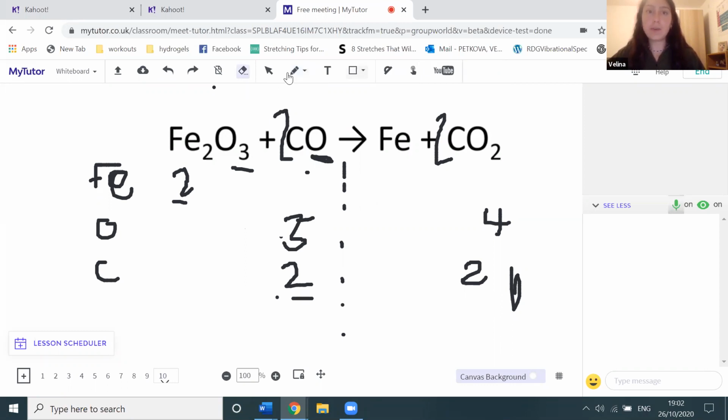So now we're going to try to balance our iron. We're going to put a 2 in front of the iron, and that's going to give us 2 irons. So that's happy. However, we're going to have to go back and try to fix these oxygens. So now, if we put 2 in front of this one.